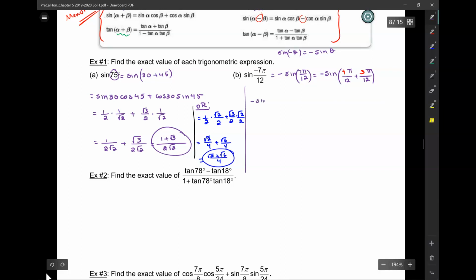So negative sine of 4 pi over 12 is pi over 3 plus pi over 4. Okay? So now, this is going to be negative. And now look, it's sine, cosine, cosine, sine, right? Sine of the first, cosine of the second, plus cosine, sine. Basically what you're doing is each of them are getting a sine and each of them are getting a cosine.